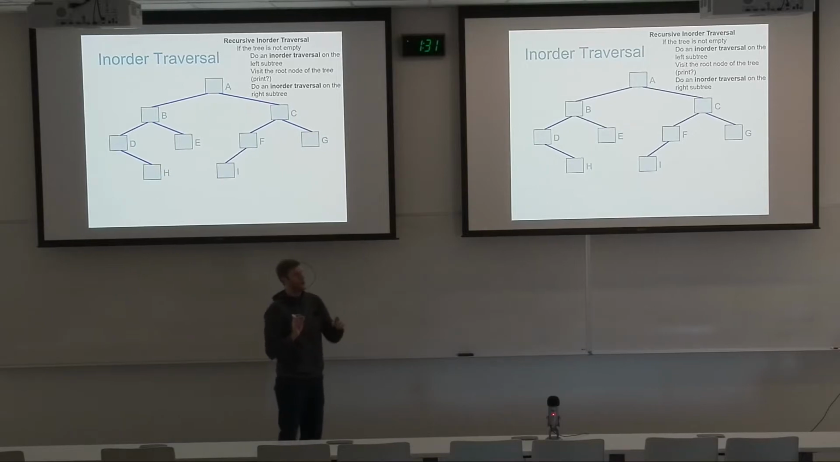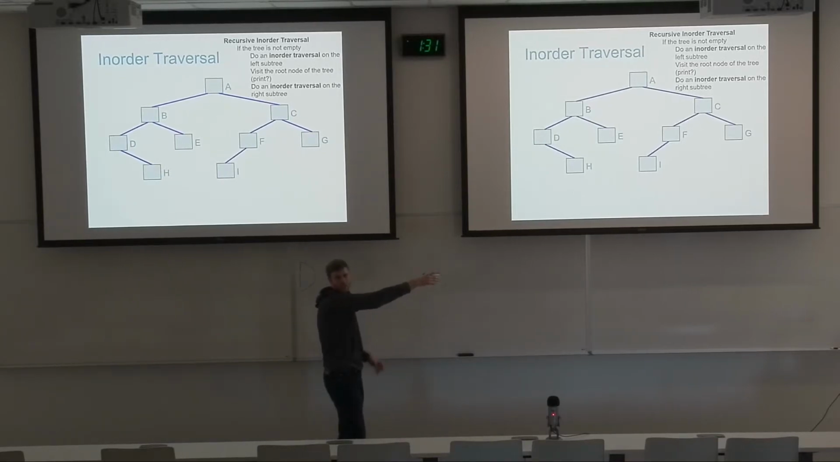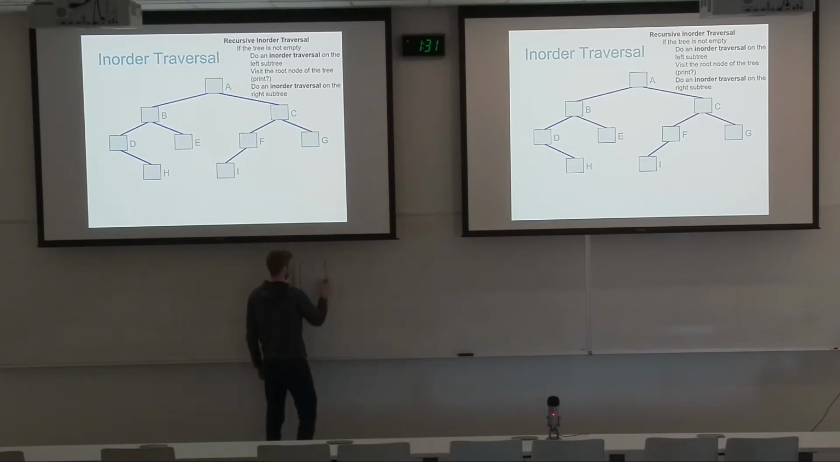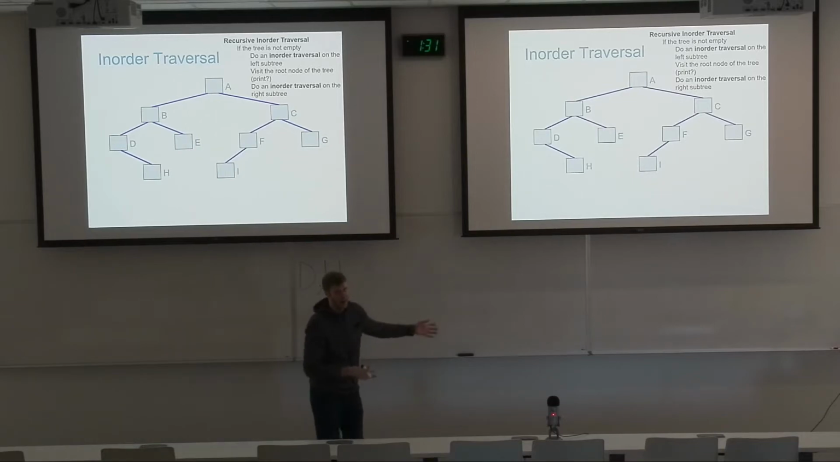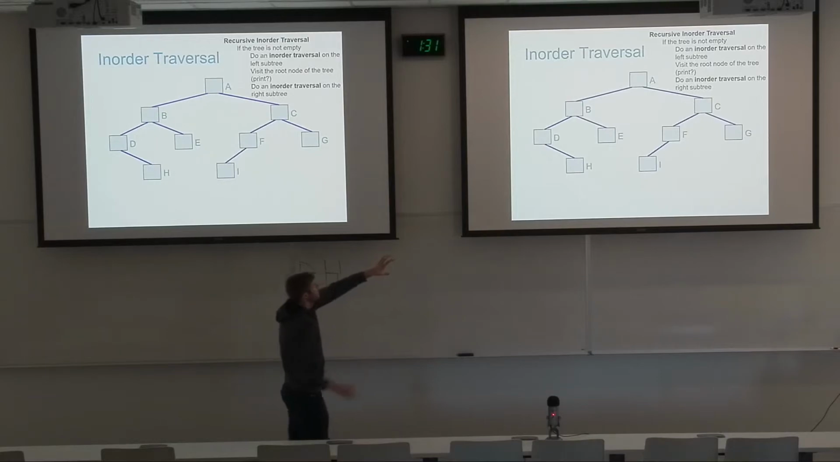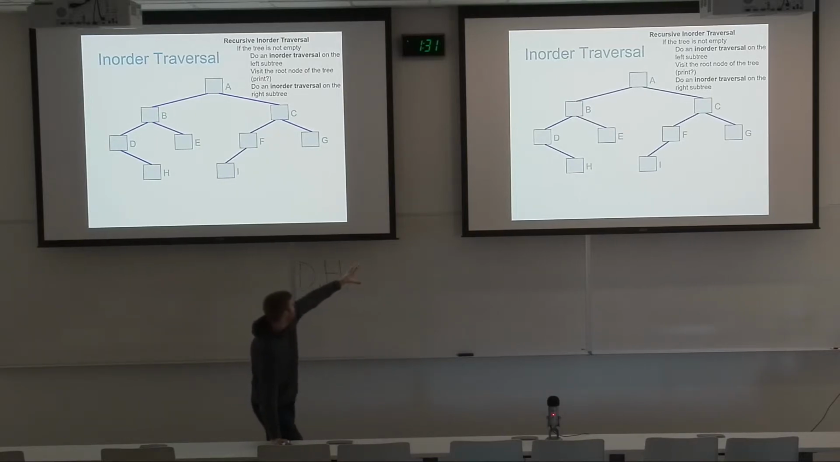Then I go to the right. I go to H's left, there's nothing there. Return to H, print out H. Go to H's right, there's nothing there. Return to H, return to D. Now I finished B's left subtree, the subtree that started at D. And I return to B. Now I can print out B.